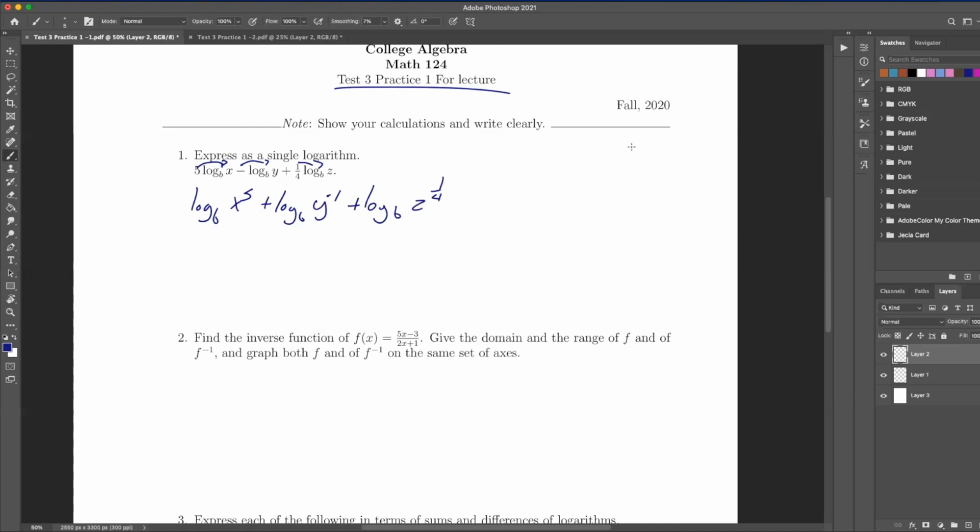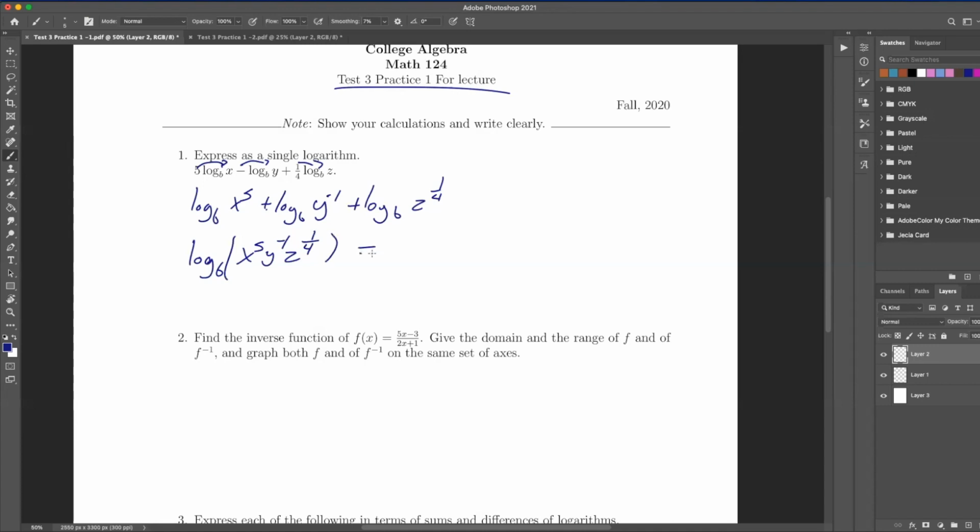Okay. And so once we do this, now we can just multiply. I have a plus and a plus, so I can just multiply this all together. So I'd have log base b of x to the 5th, y to the -1, z to the 4th power. Remember, the pluses turn into multiplication.